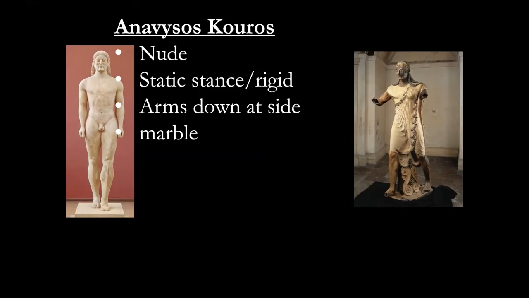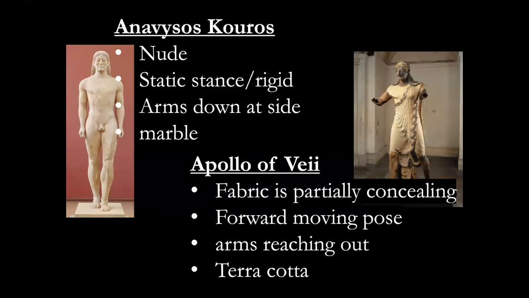And then this is made out of marble versus the Apollo of Veii, which is the actual name of him. The fabric is partially concealing, so some of the body, I guess, is showing through. Forward moving pose, like there's a lot more action taking place in this sculpture. Arms are reaching out, which is why they're gone, and made of terracotta because Etruscans worked mostly in terracotta.